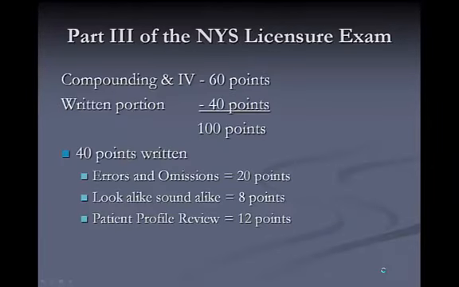Part 3 of the New York State Licensure exam is made up of two parts: the compounding and IV, which is given on one day, and the written portion, which is given on a separate day. The written portion is comprised of three different components: errors and omissions, which is worth 20 points of the total 100 points of the exam, look-alike, sound-alike, which is worth 8 points, and patient profiles, which are worth 12 points. In this video, we will concentrate on the errors and omission portion of the exam.